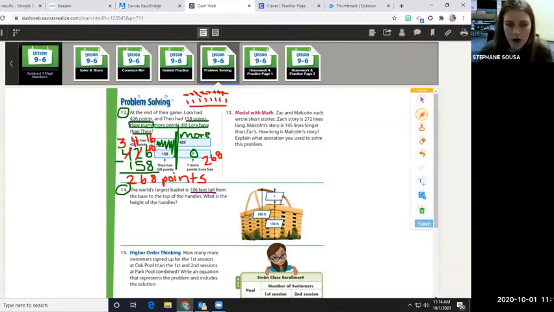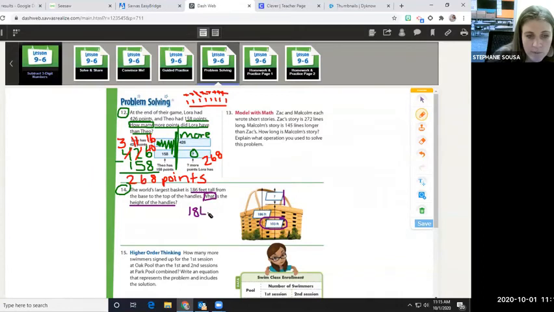Ooh, so look, our basket is 186 feet tall right here. The base is 103 feet. Do we see that? We need to know how many feet is the rest of the basket, which is just the handles. So this is a what question. What is the height of the handles? That's what we're looking for, the height. So we know the whole basket is 186 feet. That's our whole number. So let's record that. 186.